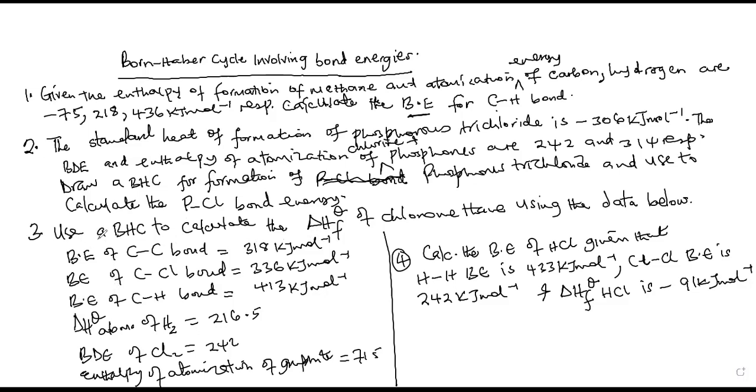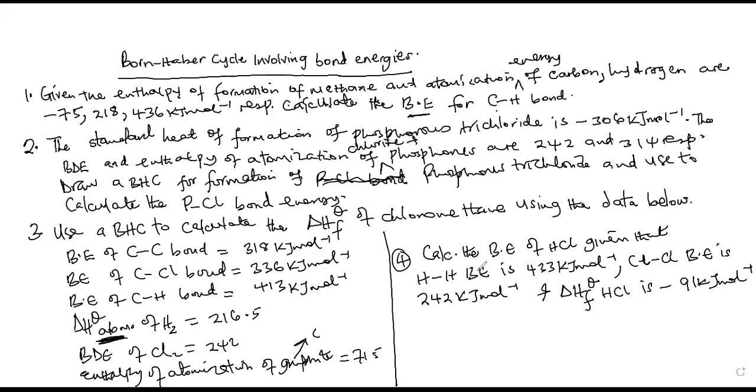Then also they want us to use the Born-Haber cycle to capture the enthalpy of formation of chloromethane using the data given. They gave us the bond energy of the carbon-carbon bond, the bond energy of the carbon-chlorine bond, and the bond energy of the carbon-hydrogen bond. They gave us the enthalpy of atomization of hydrogen. They've given us the bond dissociation energy of chlorine. They have given us the enthalpy of atomization of graphite. You need to know that here they mean carbon. Then they want us to calculate the enthalpy of formation of chloromethane.